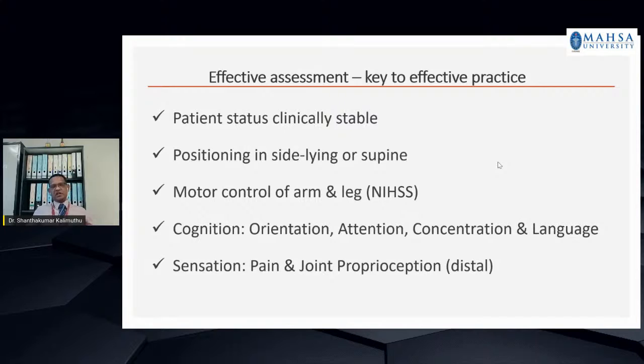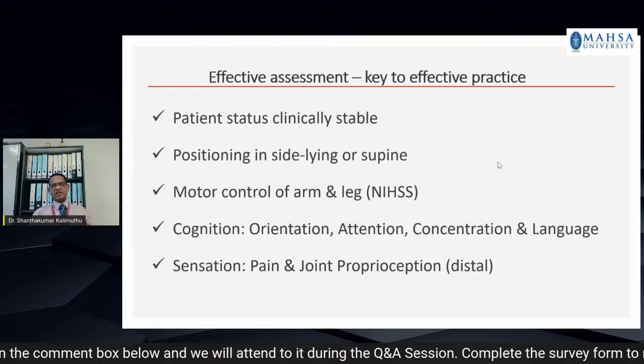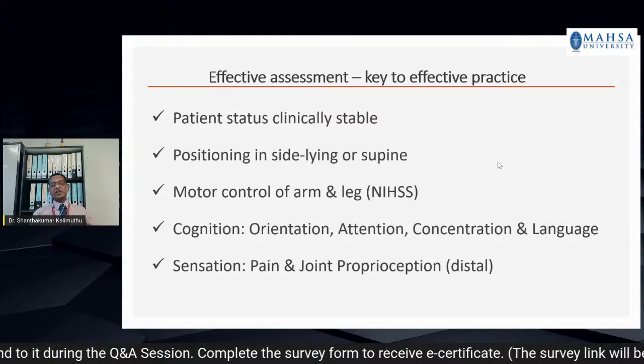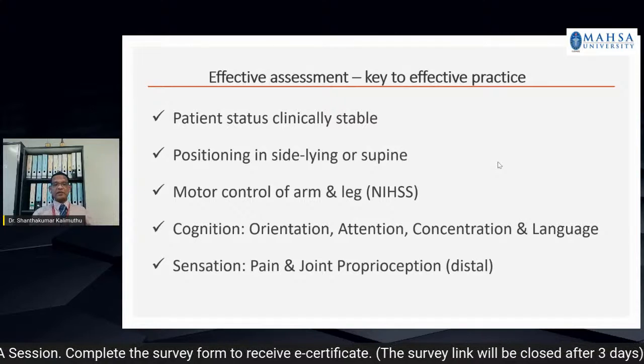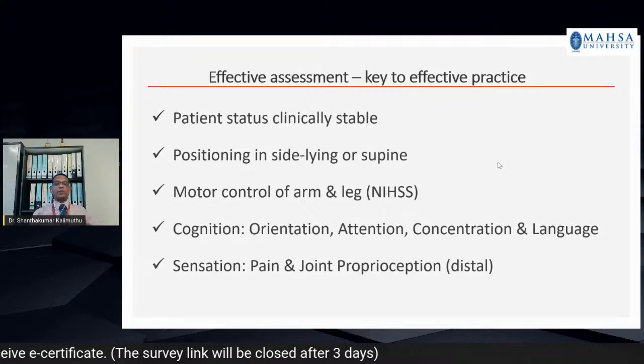Effective assessment is a key to effective practice. Once the patient is clinically stable, normally in ischemic stroke, the neurologist or general practitioner will refer the stroke patient to the physiotherapist within 24 hours. Sometimes it may even take 48 hours to refer the patient for physiotherapy.